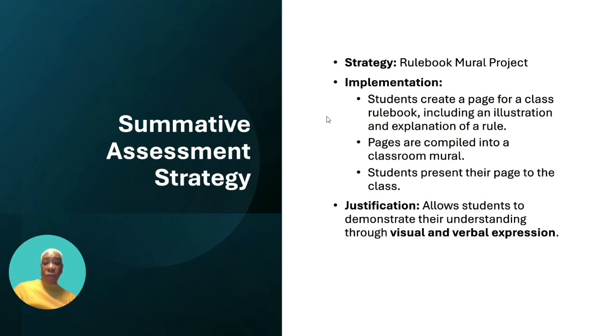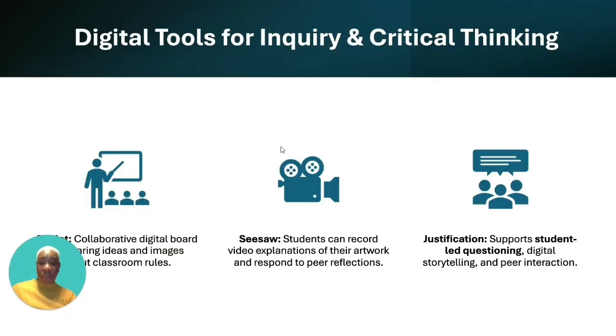Now, on the summative level, once the unit is over, you're able to have maybe a classroom project that will be graded as a summative assessment, and maybe they'll do a rule book mural project. You'll have them create a page in that rule book and illustrate it, again bringing that art component in there. And then once the book is done, it will be graded as an end of chapter or end of unit test grade.